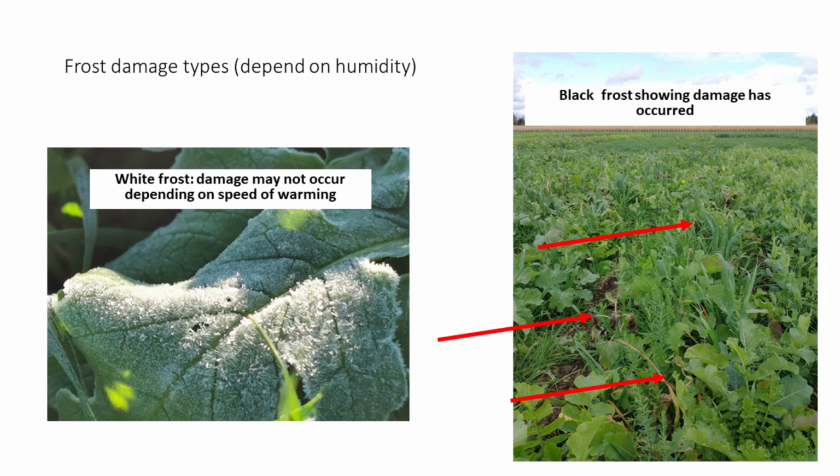On the right, you can see what's called black frost. Here there were certain species in this cover crop mix that were much more susceptible to frost damage, and they died. With black frost, you can see yellow parts of the plants, and you might be able to see black parts of the plants. That tissue is dead due to the cold temperatures. So with white frost, damage may occur, but with black frost, the damage has already occurred.